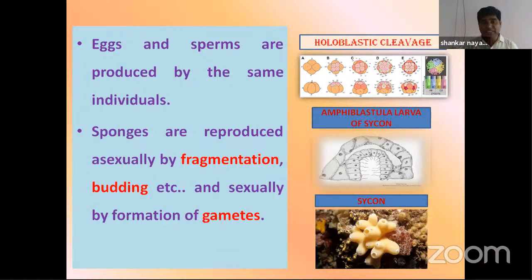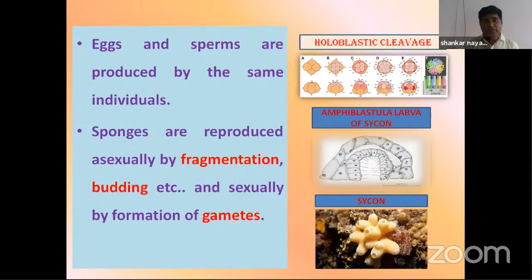Sponges reproduce asexually by fragmentation, budding, etc., and sexually by formation of gametes. So we can see two types of reproduction in sponges: sexual reproduction and asexual reproduction. The asexual reproduction usually happens through fragmentation and budding, which are common asexual reproductive methods in sponges.